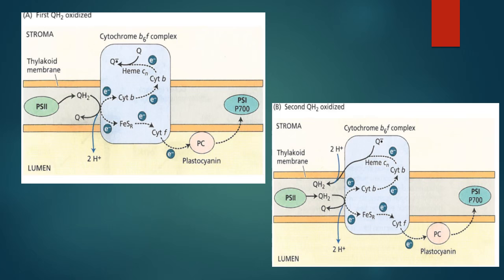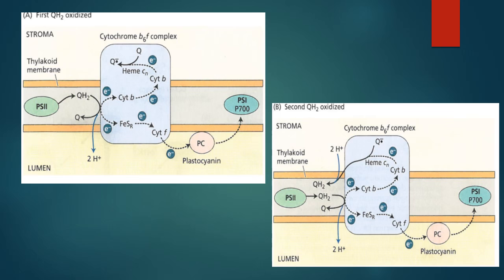Let us focus our attention on the first image, that is the first plastohydroquinone oxidized. In the linear electron transport chain, the oxidized Rieske protein, that is FeSR, accepts an electron from the plastohydroquinone QH2 and transfers it to the cytochrome f. The cytochrome f then transfers an electron to the blue colored copper protein known as plastocyanin, which in turn transfers the electron to photosystem I.